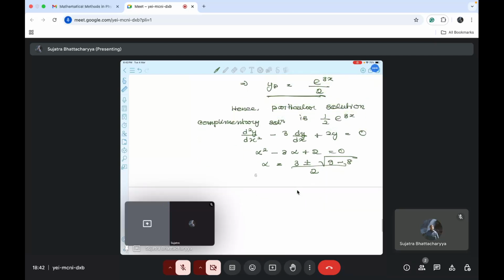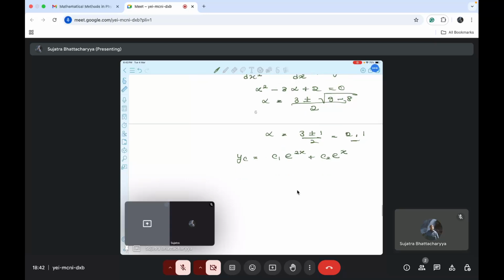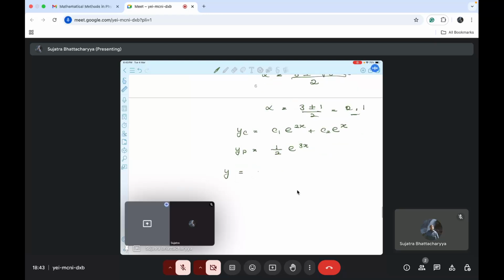Correct. So alpha is equal to (3 plus minus 1) divided by 2, which is 4 divided by 2 means 2, and 1. So your y of c becomes c1 e to the power 2x plus c2 e to the power x. And y of p we have already found, that is half e to the power 3x. Therefore, the solution y is y_c plus y_p, which is equal to c1 e to the power 2x plus c2 e to the power x plus half e to the power 3x. This is the solution.